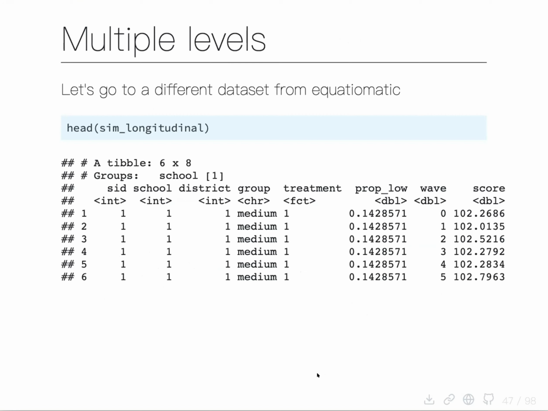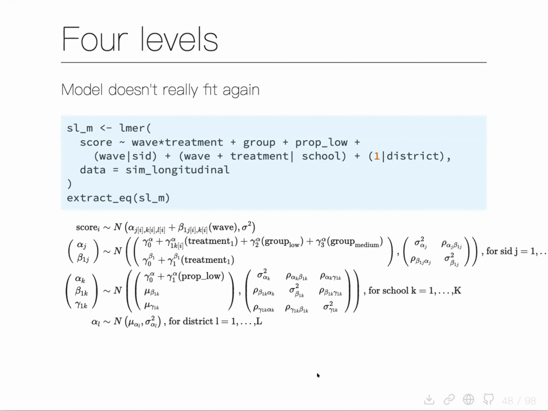Okay, last one for the different notation, right? We're going to look at the sim longitudinal, and then we're going to model a bunch of different levels. So I'm going to go to a 4-level model, okay? So here, this is a big model, right? And it, again, doesn't really fit.